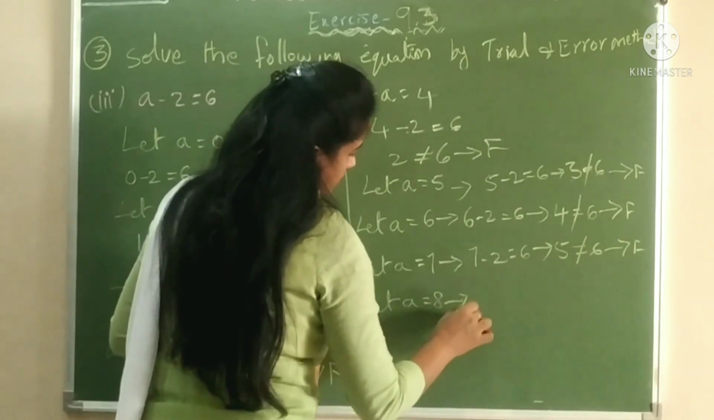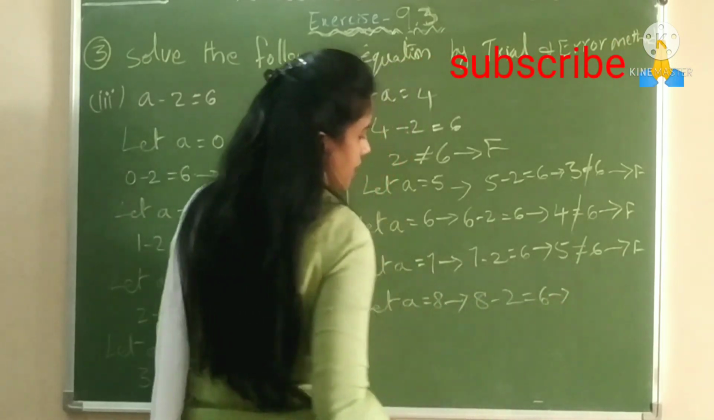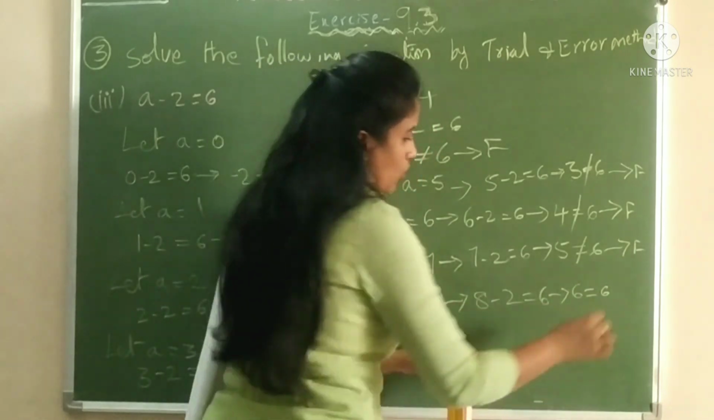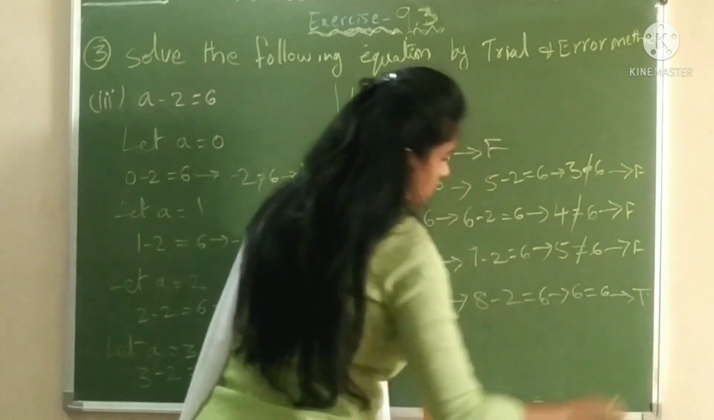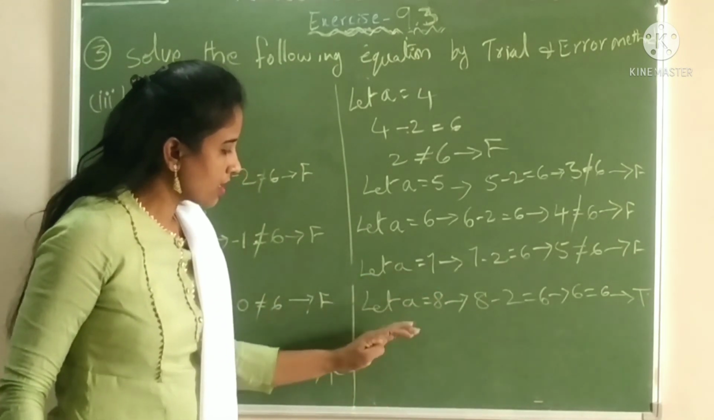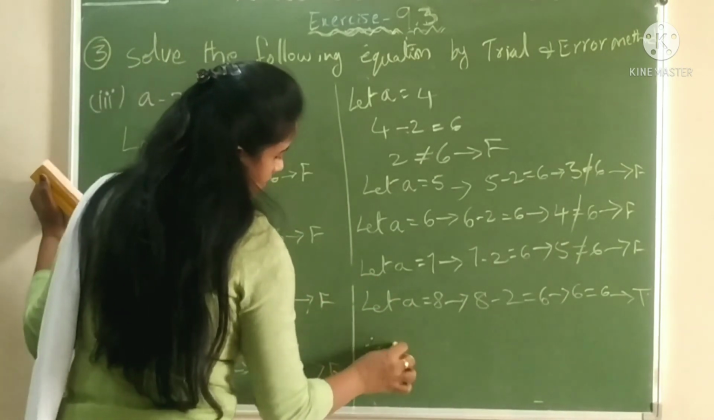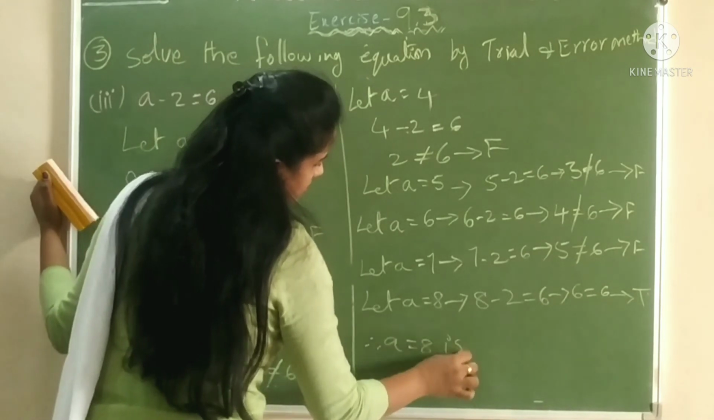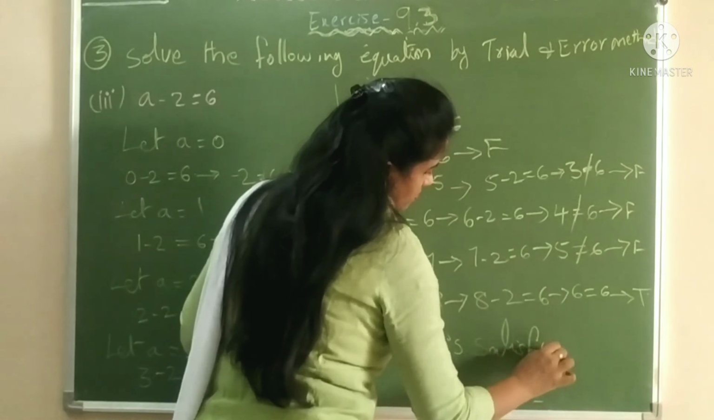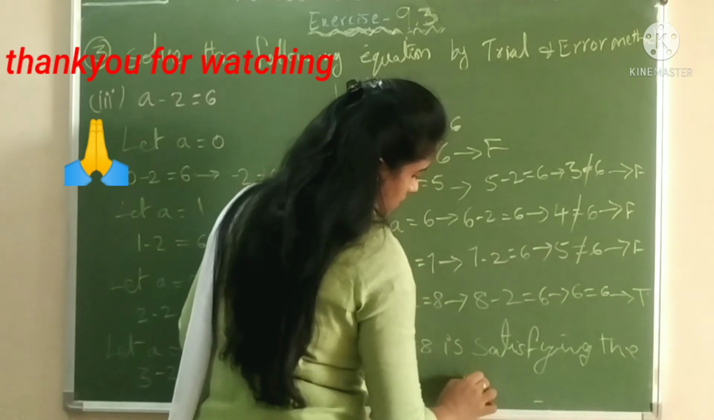Again, let a is equal to 8. Then 8 minus 2 is equal to 6. 6 is equal to 6. So this is true. So substituting the value a is equal to 8 is the correct value of the given equation. Therefore, a is equal to 8 is satisfying the equation.